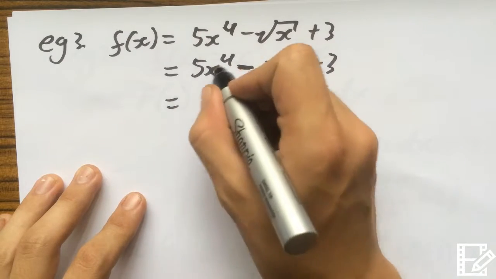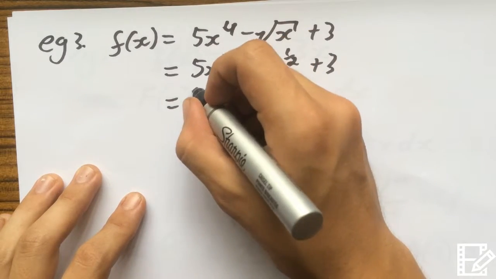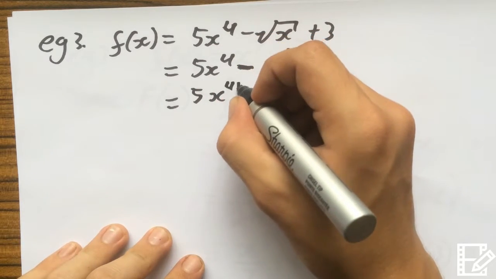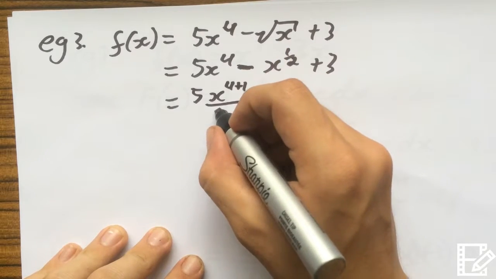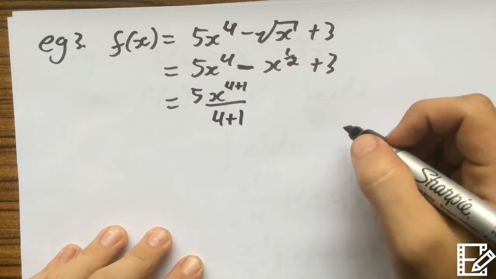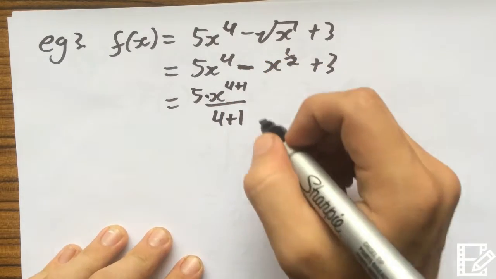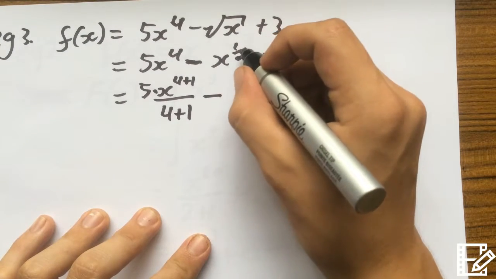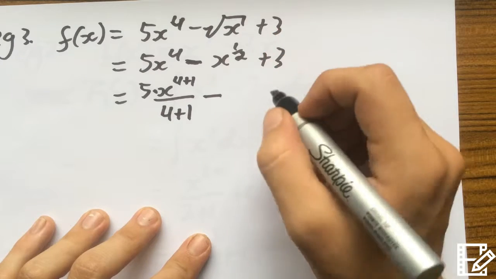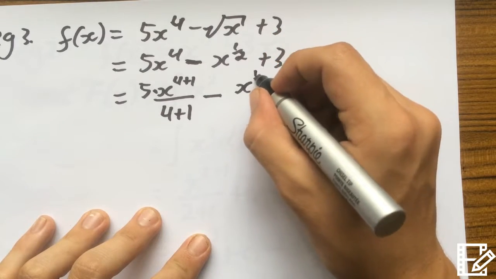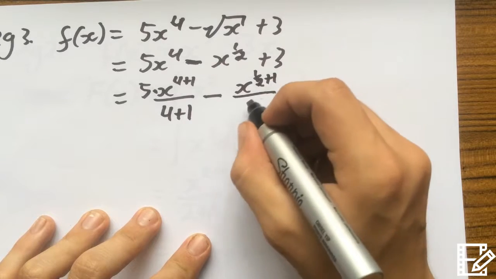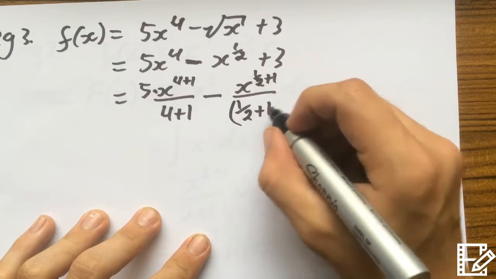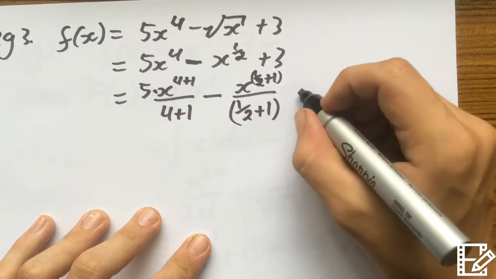Anyway, so we find the integral of 5x to the power of 4. So we have the 5. Now we find the integral of x to the power of 4. We add 1 to the power, divide by the new power. Okay? This 5 is multiplied on, by the way. And then we subtract the integral of x to the power of 1 over 2. So we have x, we add 1 to the power, so that's half plus 1, over half plus 1. Okay?